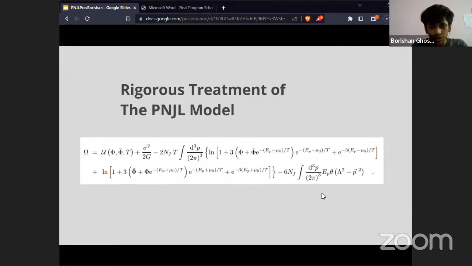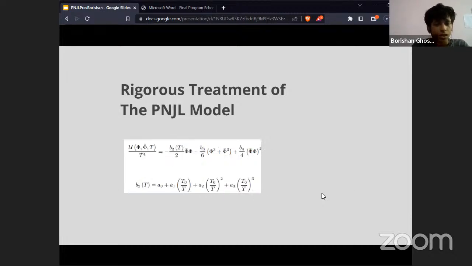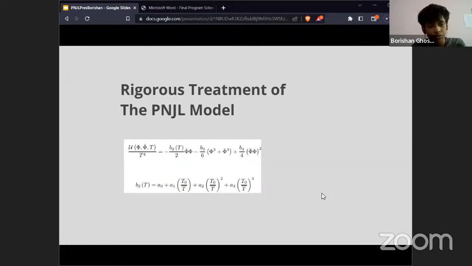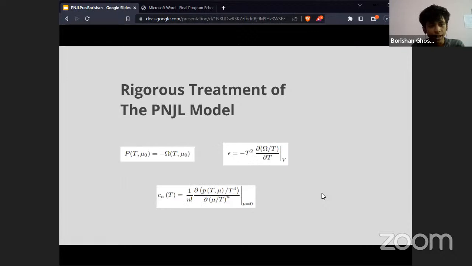Here omega is built out of other functions which we can express in terms of phi, the chiral condensate, the Polyakov loops, and temperature. And these are the observables. Here, P is pressure, epsilon is energy density, and C are the lattice constants. Here, we can see that all of these observables derive their meaning from the thermodynamic potential.